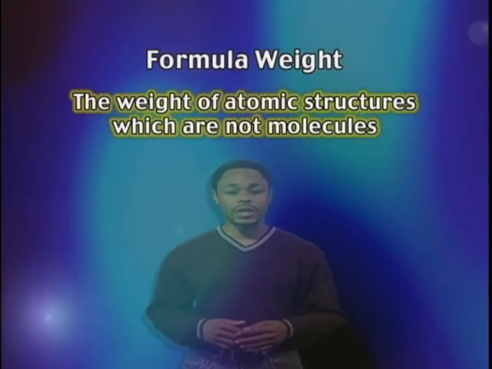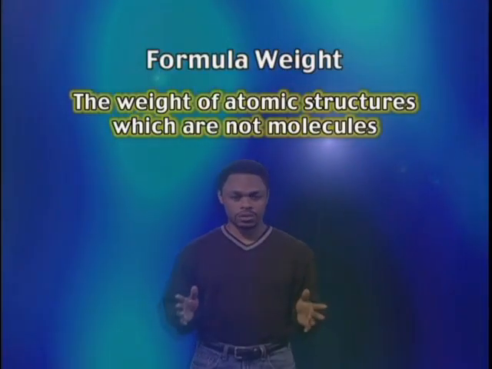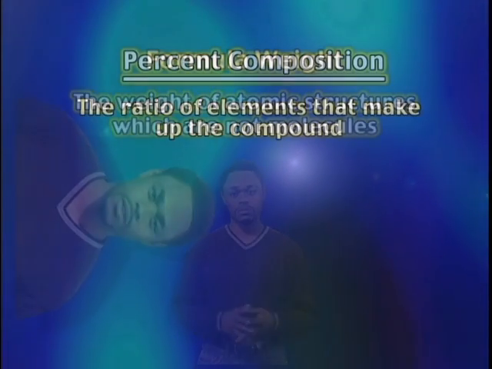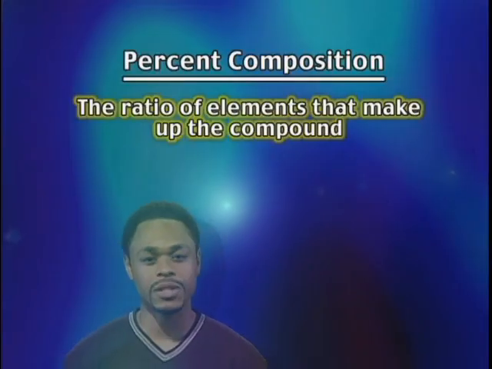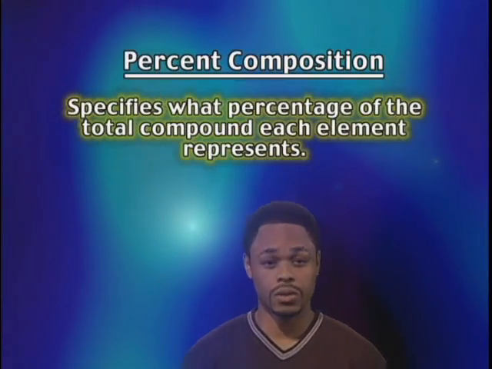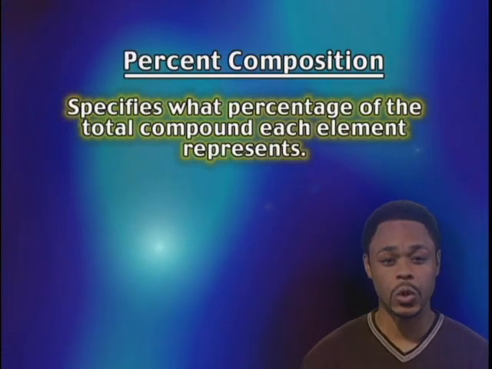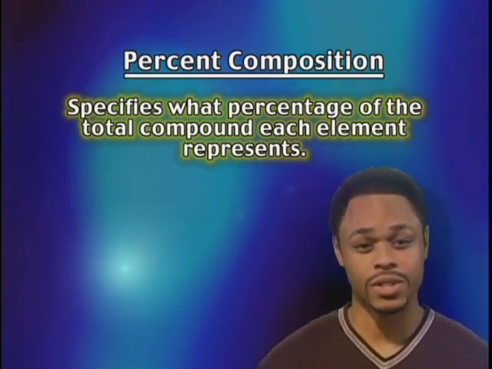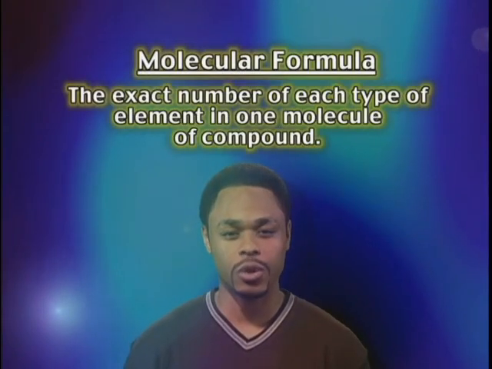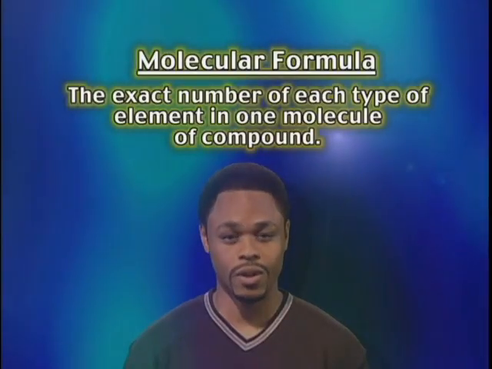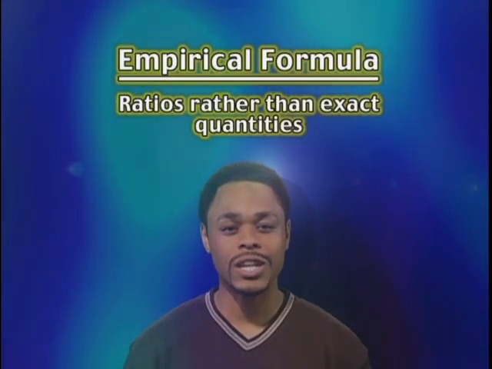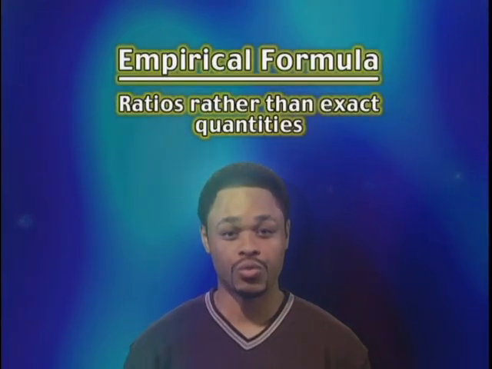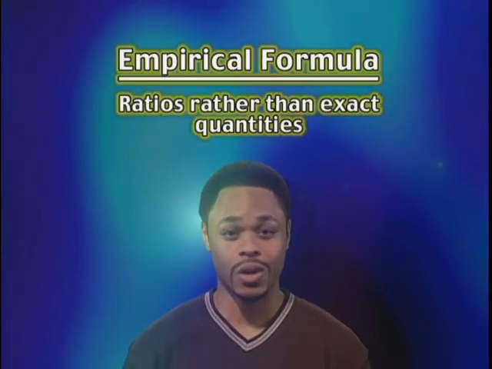Formula weight finds the weight of atomic structures which are not molecules, like crystals. The percent composition of a compound gives the ratio of elements that make up the compound. In other words, it specifies what percentage of the total compound each component element represents. Once you know the percent composition, you can write a molecular formula, which tells you the exact number of each type of element in one molecule of the compound. You can also write an empirical formula, which shows ratios rather than exact quantities.